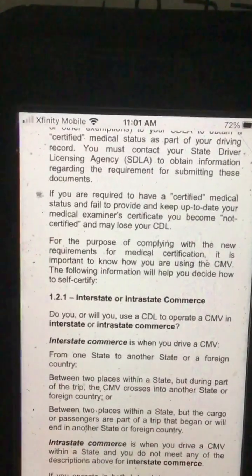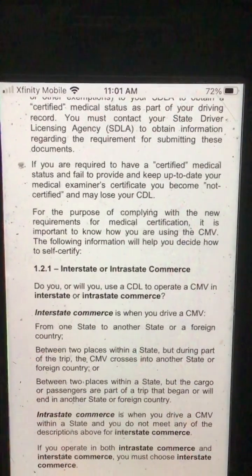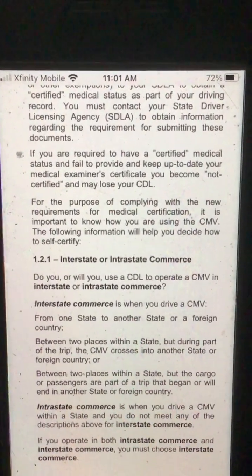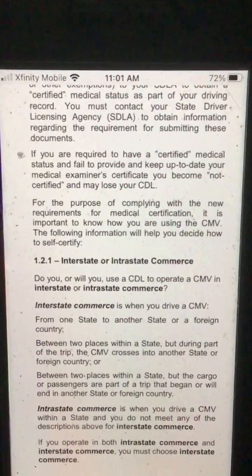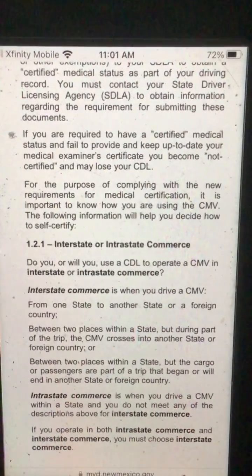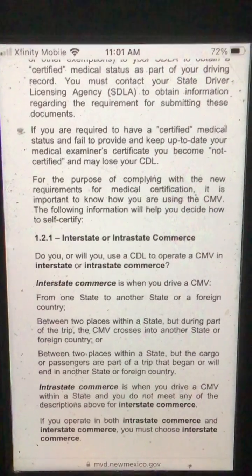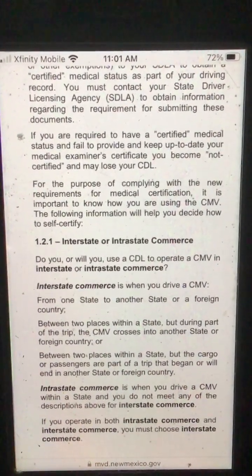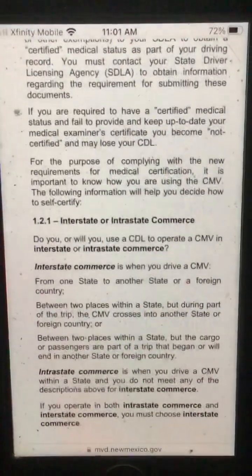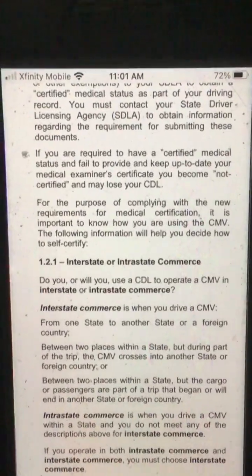If you are required to have a certified medical status and fail to provide and keep up to date your medical examiner's certificate, you become not certified and may lose your CDL. For the purpose of complying with the new requirements for medical certification, it is important to know how you are using the CMV. The following information will help you decide how to self-certify.